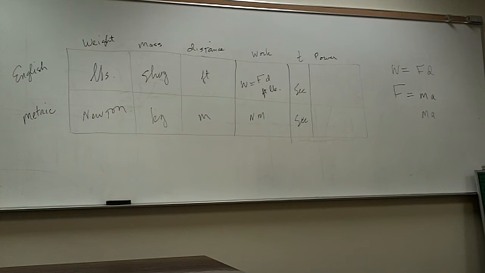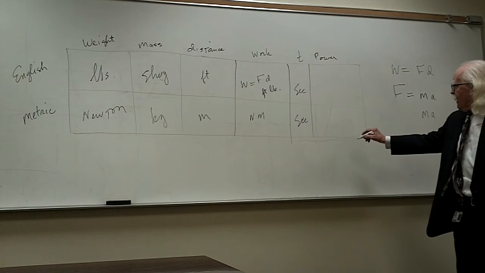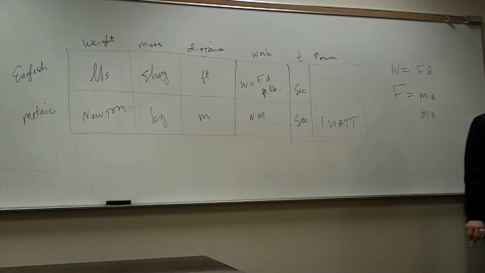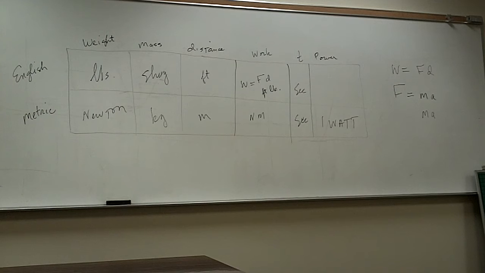So if you do 1 Newton meter of work, or 1 Joule of work, in 1 second, you have produced 1 watt. 1 watt of power.